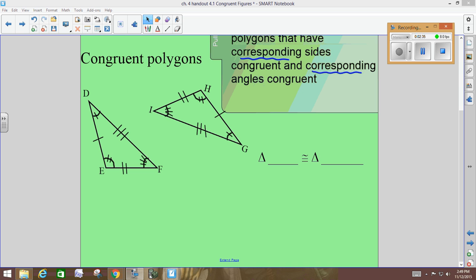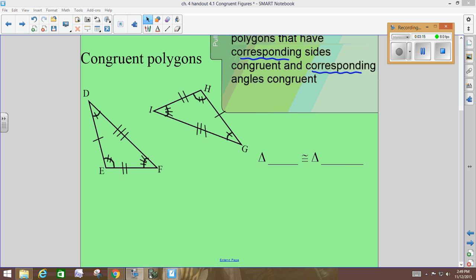Same with angles. D and G, they each have one. E and H, they each have two. And then F and I, they each have three. Since all their corresponding sides and corresponding angles are congruent, I would say that these two triangles are congruent. When I'm saying corresponding sides, like EF, my smallest side is congruent to HI, the smallest side. Since they're both the smallest sides, that makes them corresponding. Or the biggest angles, E and H, they're both the biggest, so they're corresponding angles and they're congruent. That corresponding still refers to the same position in relation to the figure.